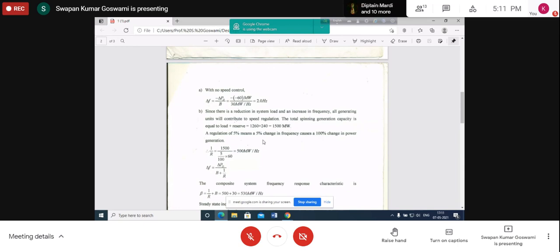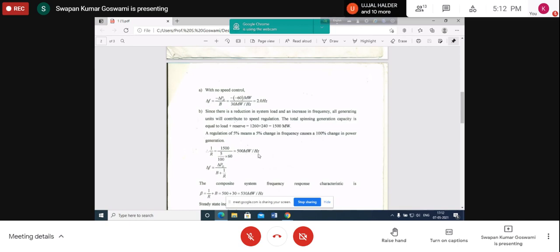Now a regulation of 5% means that a change in frequency causes a 100% change in power generation. That is, for 100% change in power generation or 100% change in load, the frequency variation is 5%. Okay, so what is R? R is the governor regulation. So 1 upon R we can write as 1500, the generation capacity, divided by 5% of 60 hertz, the frequency variation. So 1 upon R is equal to 500 megawatt per hertz.